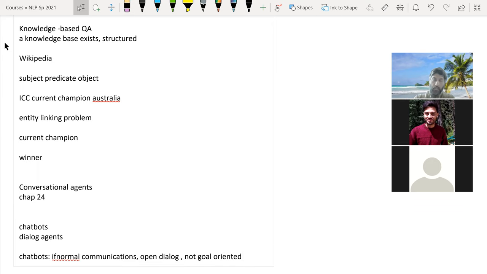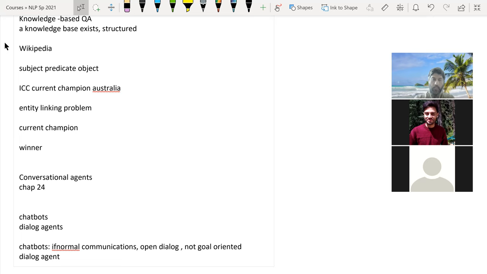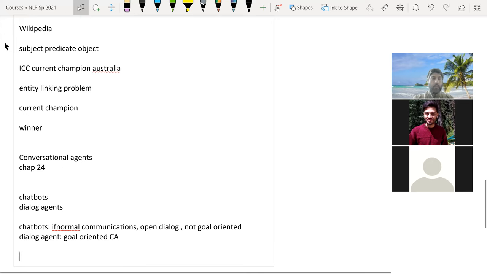And then the dialogue agent is basically a task or goal oriented conversational agent. So here you have a specific goal. Maybe you want to book a flight. Maybe you want to order something from McDonald's. So some specific task, and a dialogue agent would help you do that. A chatbot is primarily for conversations. So this distinction is sometimes made, and it is also made in the textbook, but it's not very common, so you need to be aware of it.